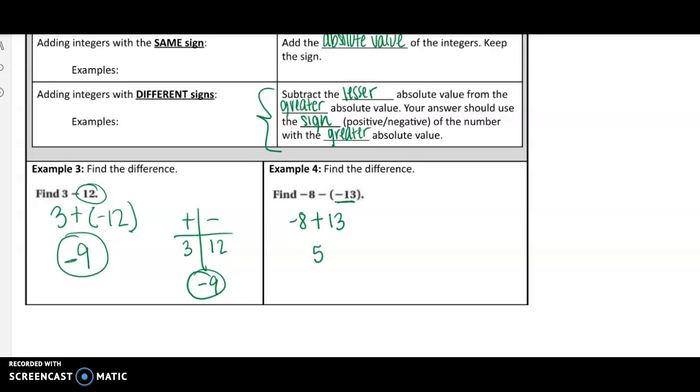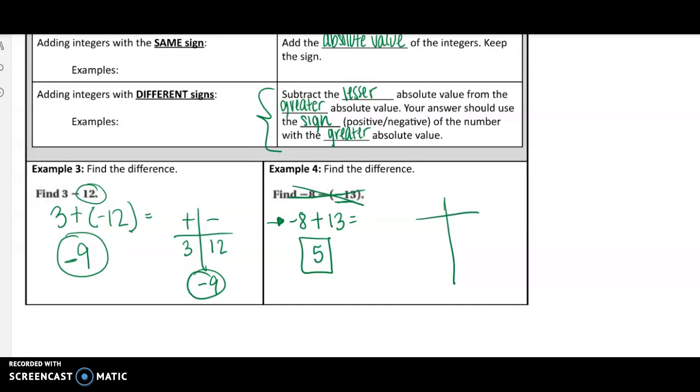Then we keep the sign of our bigger number. We always come back to the new equation that we just wrote. Our new equation is our addition problem. We don't use the original anymore. After we change it to addition, we can ignore that one and just focus on our new one. 13 was positive, so my answer is positive.